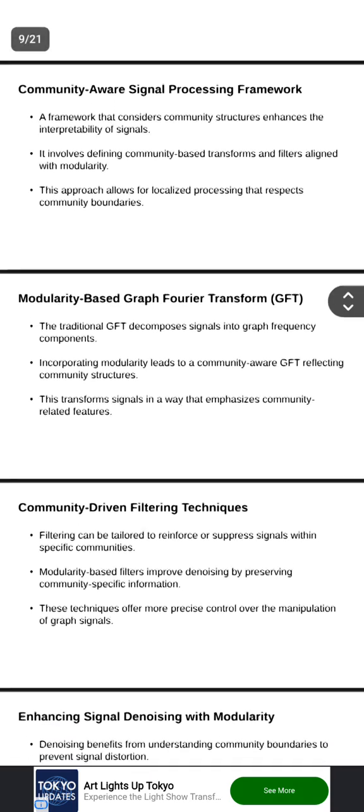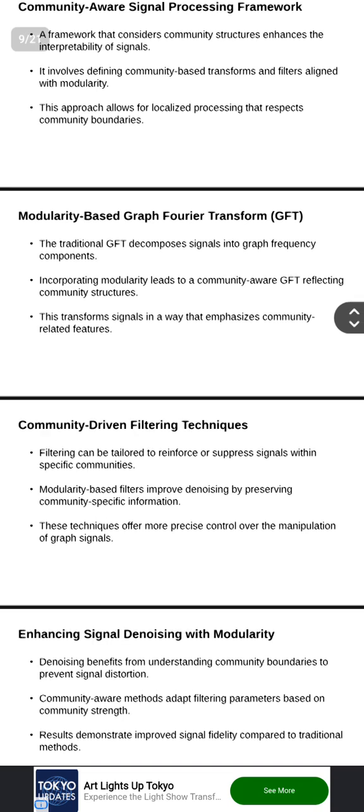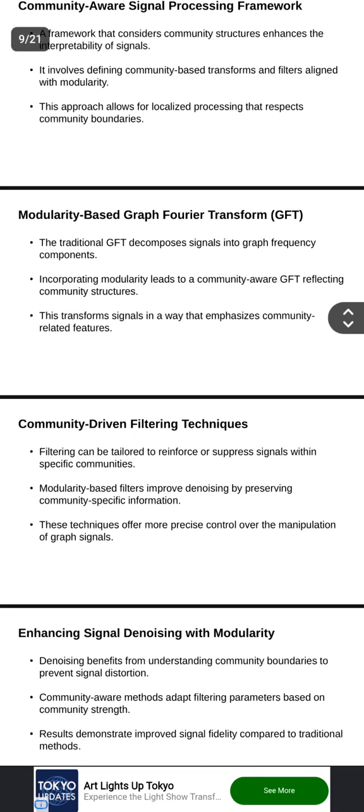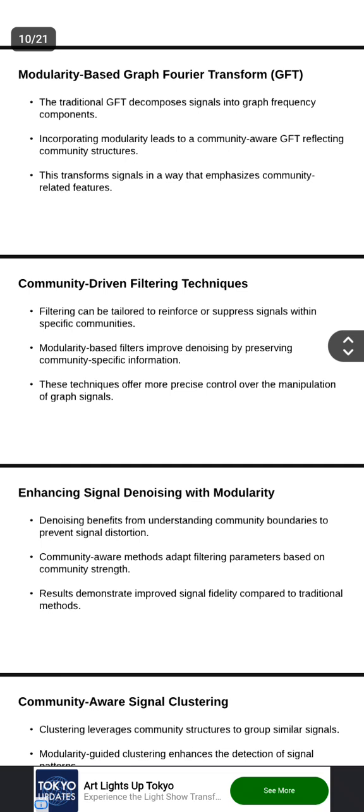Next is modularity based graph Fourier transform. The traditional graph Fourier transform decomposes signals into graph frequency components. Incorporating modularity leads to a community aware GFT, that is graph Fourier transform, reflecting community structures. This transforms signals in a way that emphasizes community related features.